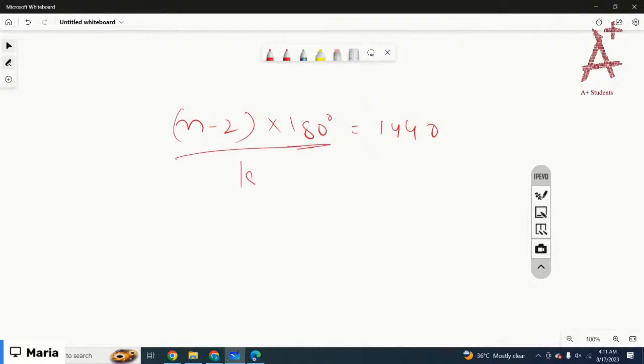Just divide both sides by 180, right? 180 and 180 get cancelled out. You are left with n minus 2, and 1440 divided by 180 is 8, right? When you divide, the answer is 8. So n minus 2 equals 8, move the 2 to the other side, it would then be added. So 8 plus 2 is 10. That means if the sum of angles is 1440, the polygon has 10 sides, right?